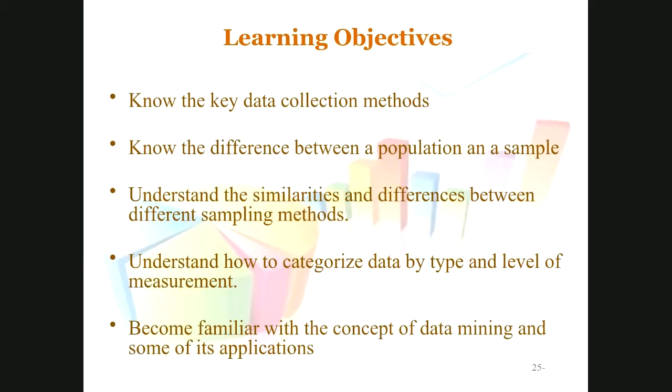Okay, so these are the learning objectives for the class. Know the key data collection methods. Know the difference between a population and a sample. A sample is a small subset of the population. The population is everybody or everything within that set. So if you're going to study flowers, you take a subset of the flowers. But if you're going to study the population of flowers, you have to use every single flower.